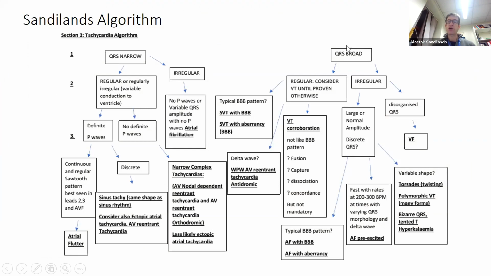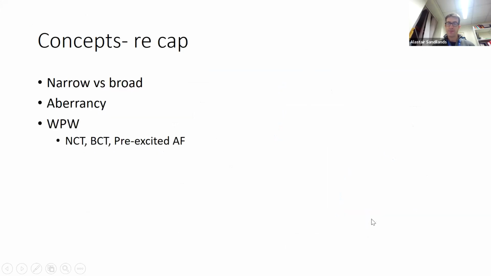Okay, so we've done QRS broad, bundle branch block pattern, delta waves. I've talked about AF being pre-excited just to match that in with the delta waves there. Okay, so narrow versus broad, aberrant conduction, Wolff Parkinson White can be narrow complex, broad complex with a delta wave, pre-excited AF with a delta wave. There is no delta wave in narrow complex tachycardia.